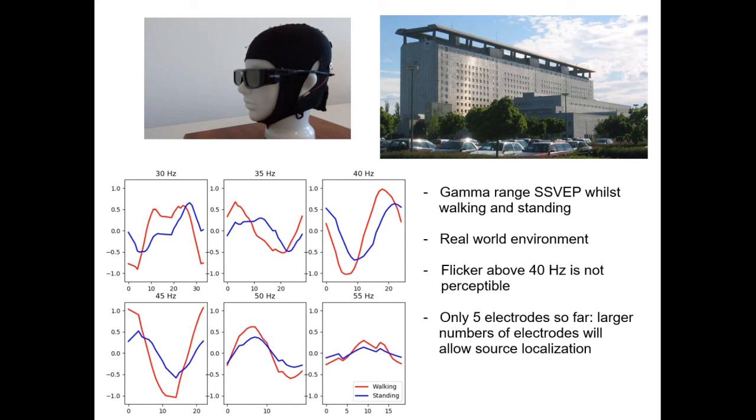Now, gamma range flicker has a further advantage in that above 40 Hz the flicker is not really perceptible. It's above the flicker fusion frequency, and it's perceived as a dimming of light, not a flicker, so it's far less distracting to be worn in everyday life. And gamma oscillations are particularly interesting because they're involved in a large number of cognitive functions, such as working memory and spatial attention. And of particular interest is that recent research has shown that 40 Hz flicker in mice can reduce the symptoms of Alzheimer's disease.